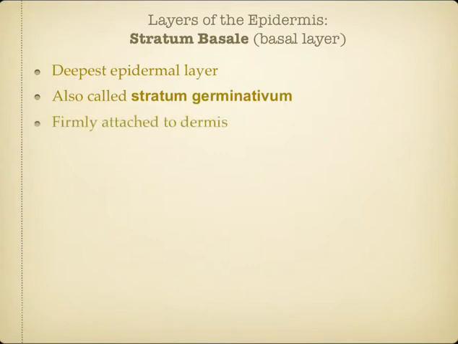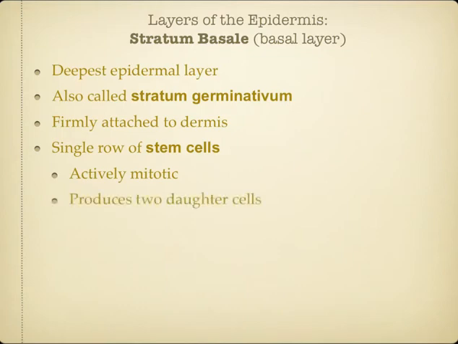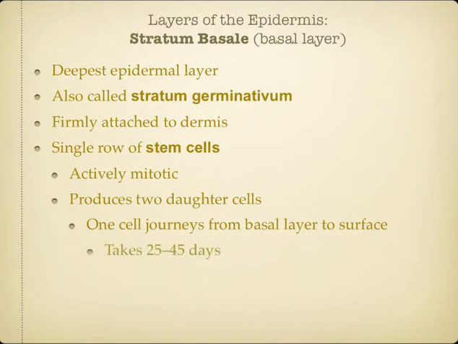This is firmly attached to the dermis that's beneath it. It is a single row of stem cells. So stratum basale is one cell thick, important to note. They're actively mitotic, meaning, of course, that they divide. When one of these cells divides, it produces two cells referred to as daughter cells. One of those two cells stays in the basal layer, and the other heads toward the surface. That process takes 25 to 45 days, and as that cell is on its way up to the surface, it dies somewhere around the stratum granulosum.